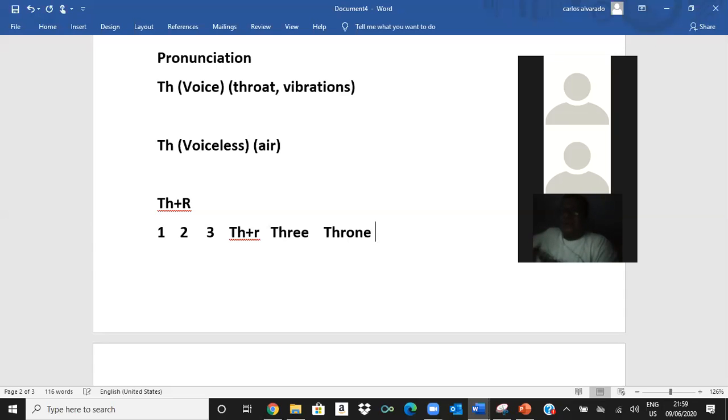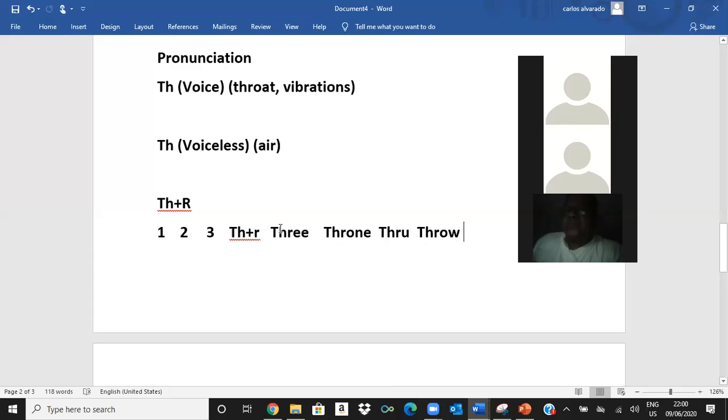Throne. What else? Through. True. Through, como terminal. Also, tirar, cuando tú tiras algo, tirar una pelota. Throw. Okay, repeat.